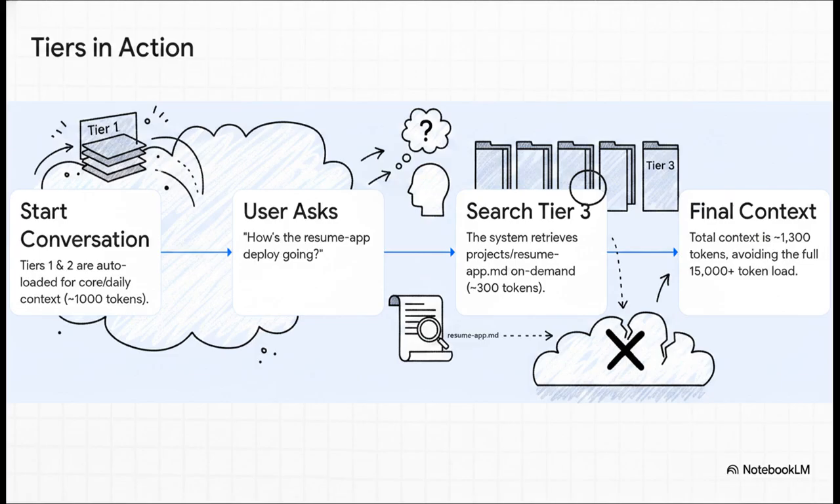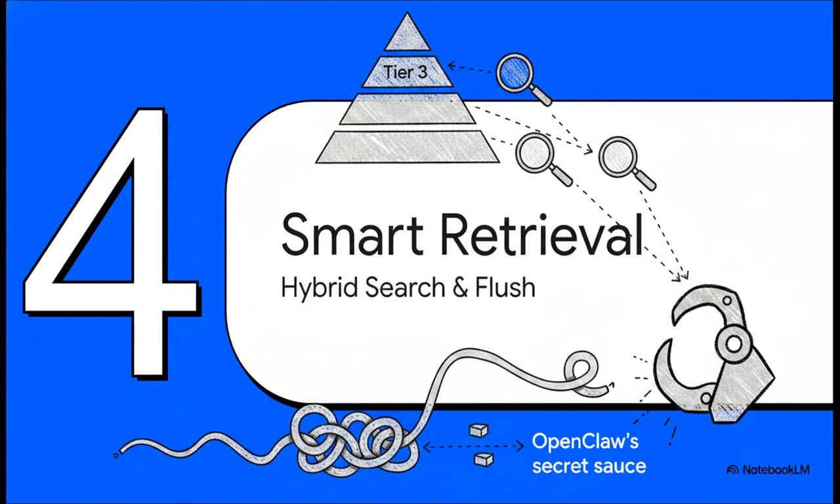Super efficient. Okay, a tiered system is great, but it really hinges on two things, right? First, you have to be able to find the right information in Tier 3. And second, you have to manage what happens when a conversation gets really long and you start hitting context limits. This is where OpenClaw's secret sauce comes in. It's smart retrieval and retention systems.